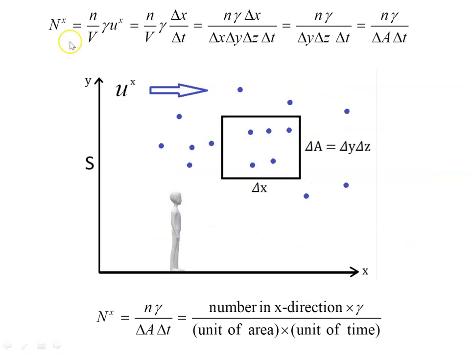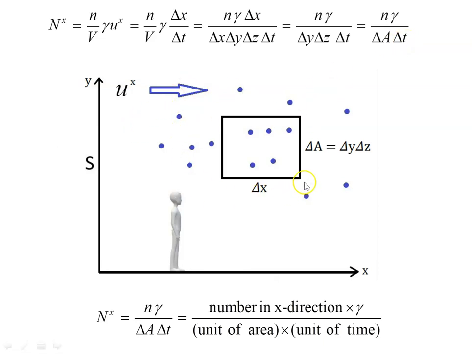All right, so let's have a look at the number density 4-vector component for the x component. Nx is n on v gamma ux, is n on v gamma delta x on delta t, is n gamma delta x on delta x, delta y, delta z, which is the volume element, times delta t. Now this delta x and that delta x cancel, and we get n times gamma on delta y, delta z. Delta y, delta z is this area element, is n times gamma on the area element, surface area element, times the time interval. So it's a flux.